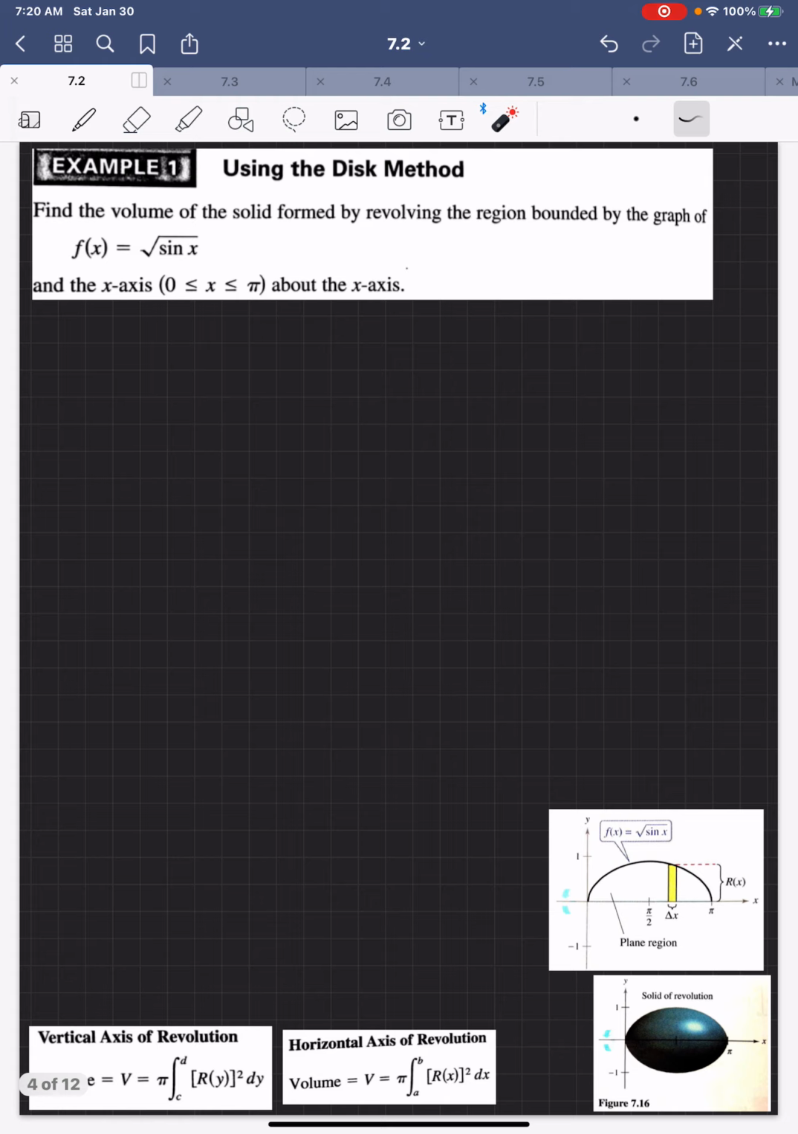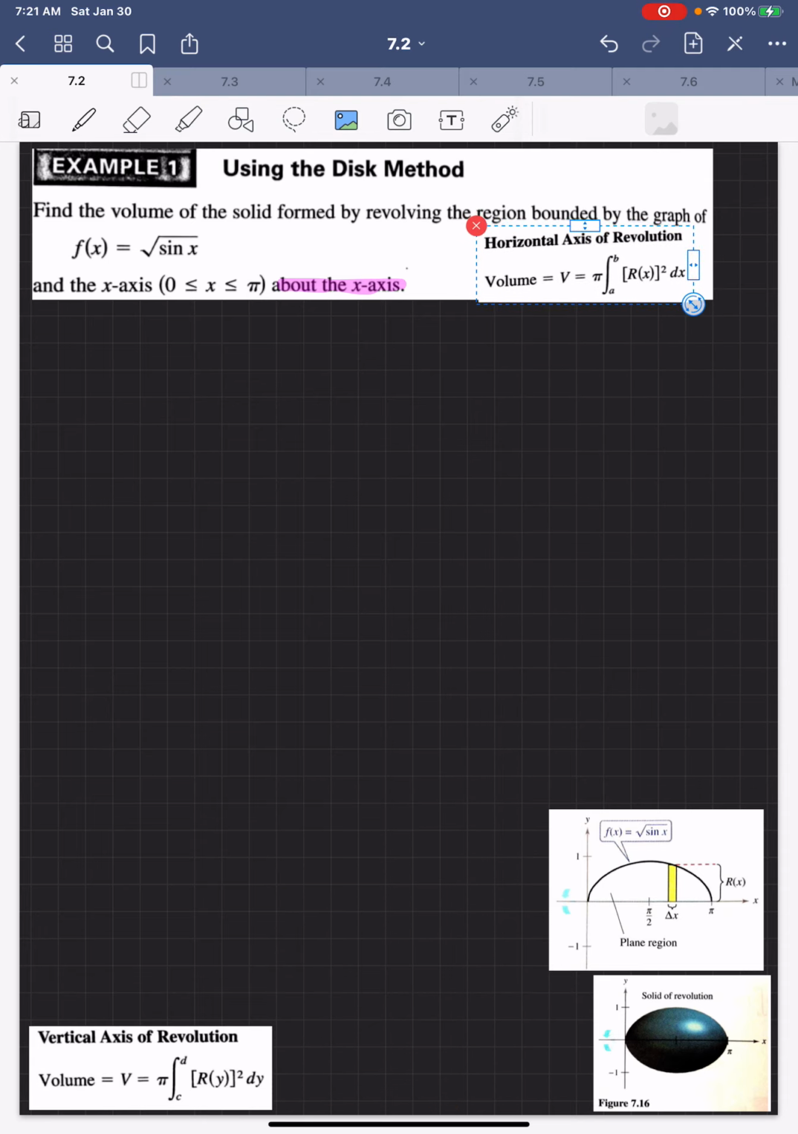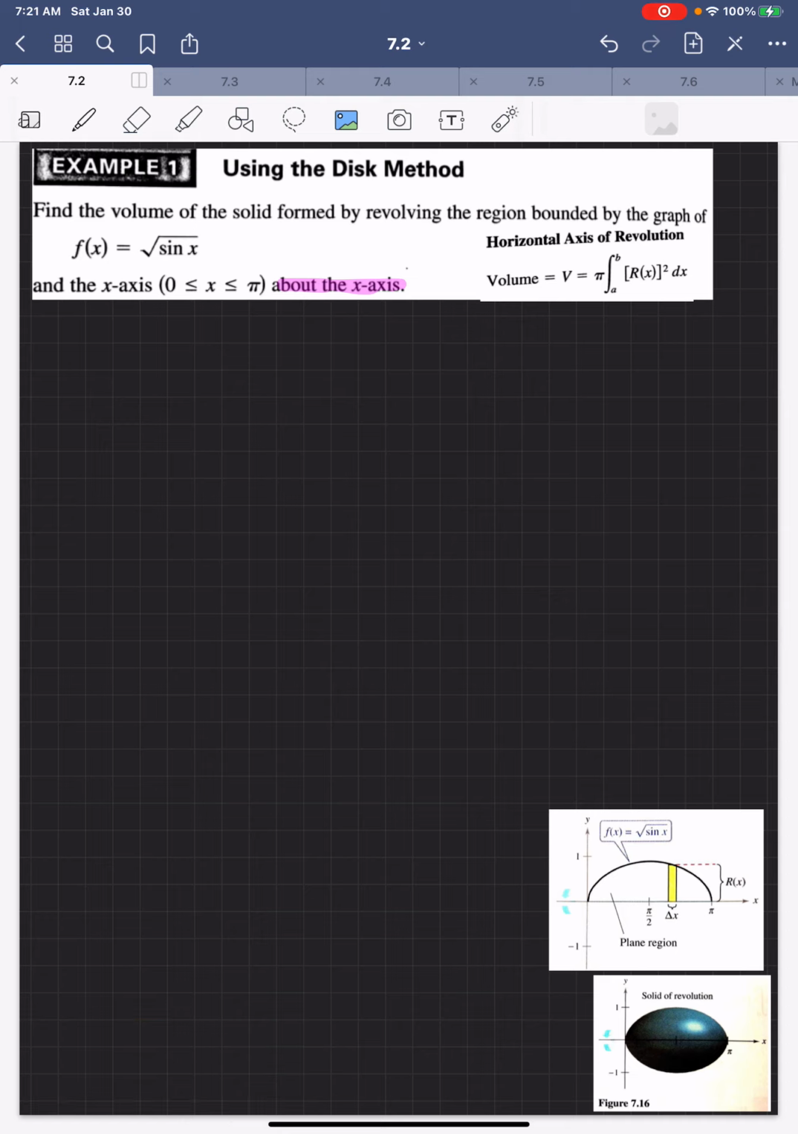Let's jump right in. We want to use the disk method to find the volume of the solid formed by revolving the region bounded by the graph of f of x equals the square root of sine of x and the x-axis from 0 to pi. And here's the key part. We want to rotate about the x-axis. As soon as you read about the x-axis, that narrows down our two formulas. We know that we're dealing with the horizontal axis of revolution.